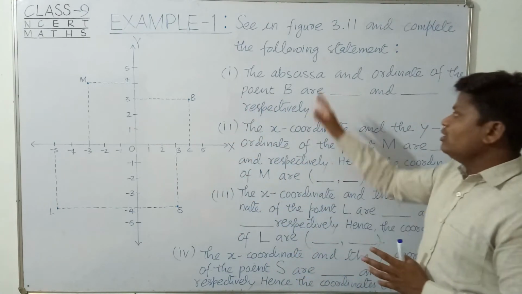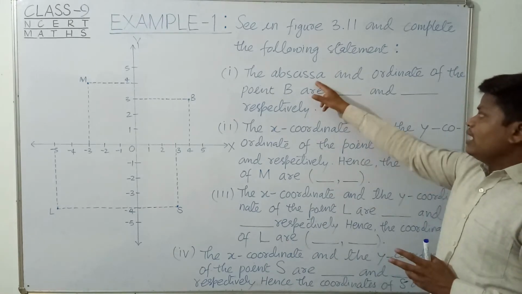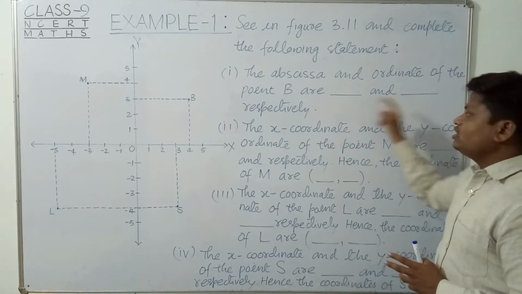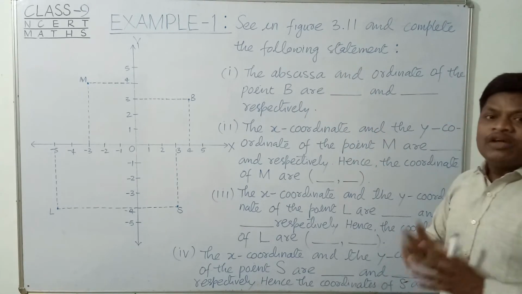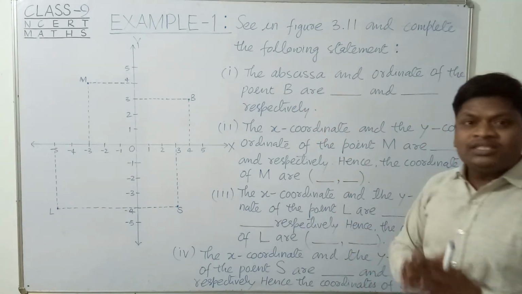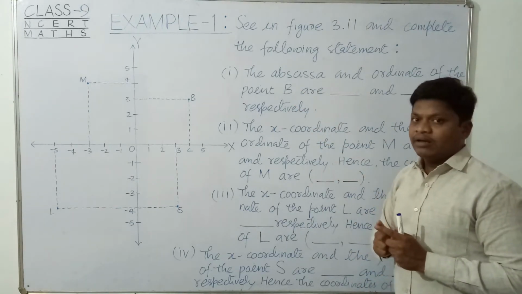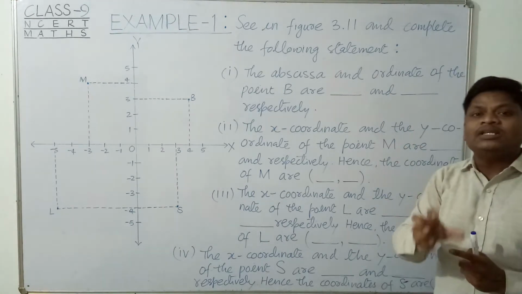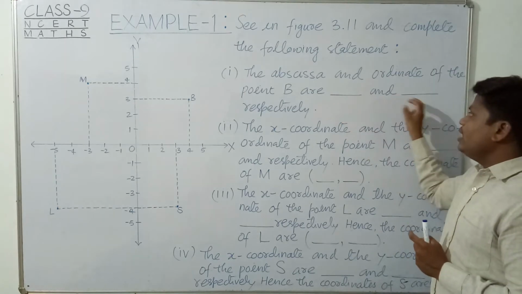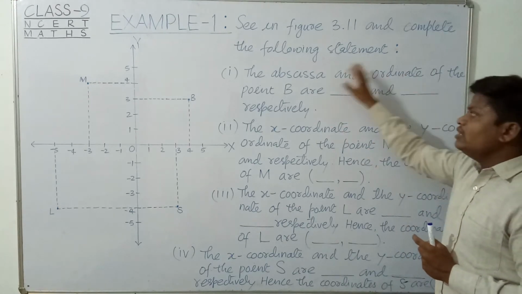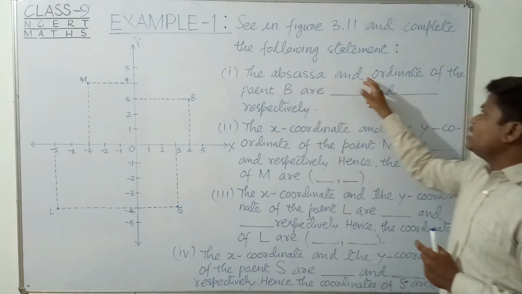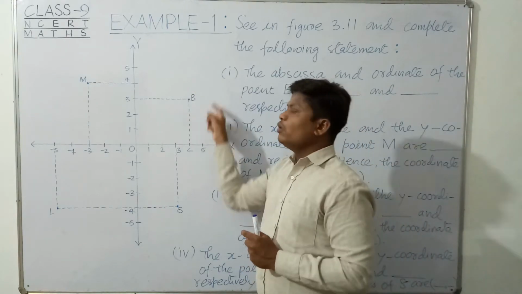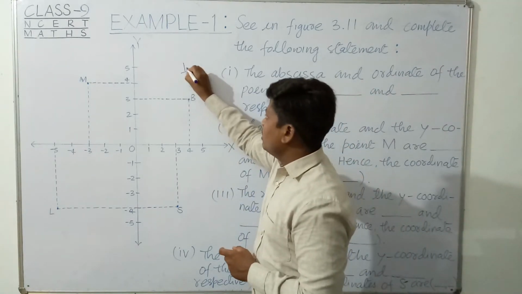So what is the first question? Let's discuss. The abscissa and the ordinate of the point B are dash and dash respectively. In this fill in the blanks we have to show the abscissa. What does it mean? Abscissa is the x coordinate, as I have already explained in the last video lecture. And what is the ordinate? Ordinate is the y coordinate. So here we have to write the x coordinate and the y coordinate in these blanks. What is the question? The abscissa and the ordinate of the point B. Where is point B located? You can see point B is located in quadrant number 1. This is quadrant 1, right?